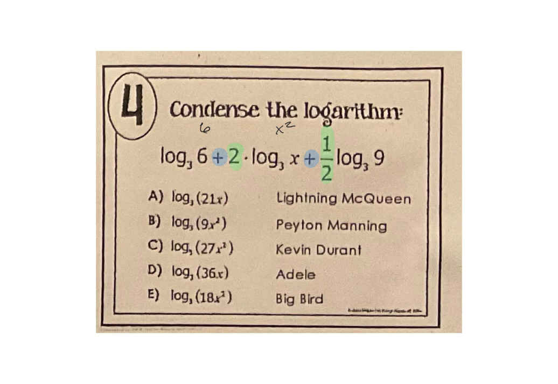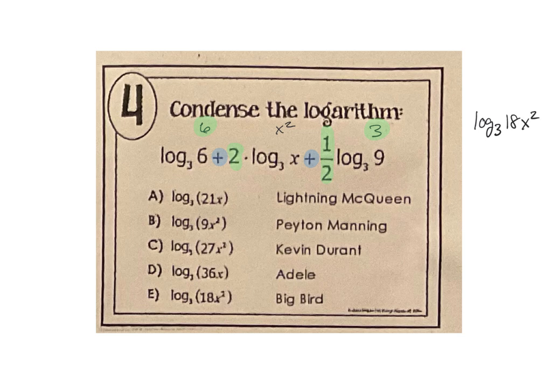And my last one, I've got 9 to the 1/2 power. And 1/2 power is the square root. So the square root of 9 is 3. All of these being separated by a plus sign means multiply. So I can write this as the log base 3 of 6 times 3, which is 18, x squared.